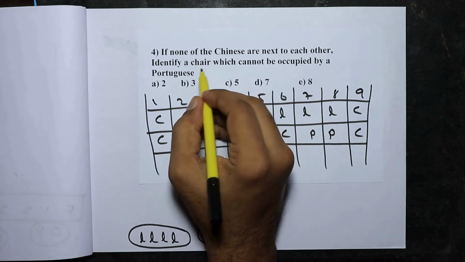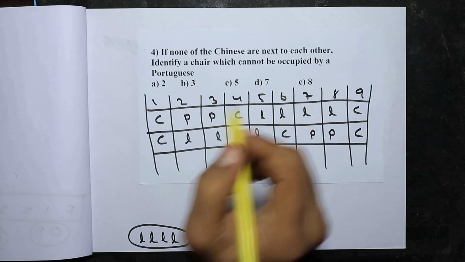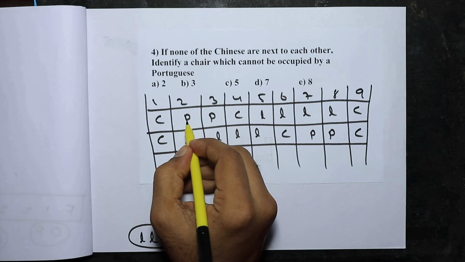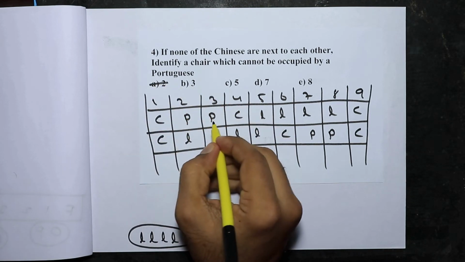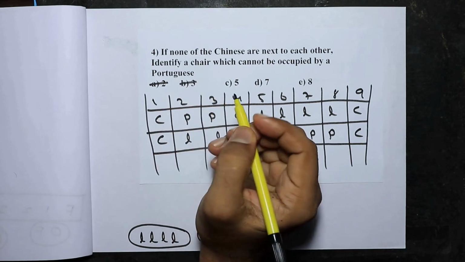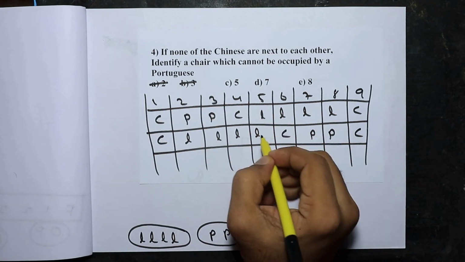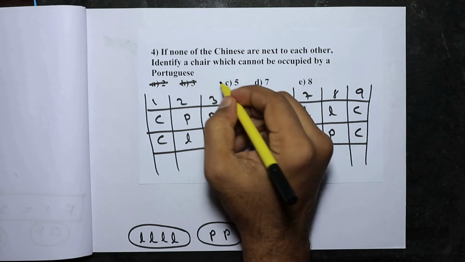Now we need to identify a chair which cannot be occupied by a Portuguese. Now look at option A, 2. So 2 can be occupied by a Portuguese. So option A is wrong. 3 can be occupied by a Portuguese, so B is also wrong. Now look at 5. 5 cannot be occupied by a Portuguese. It is always occupied by an L. So C is the right answer.